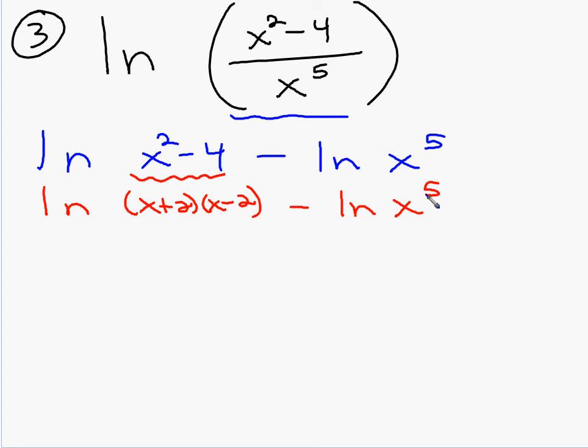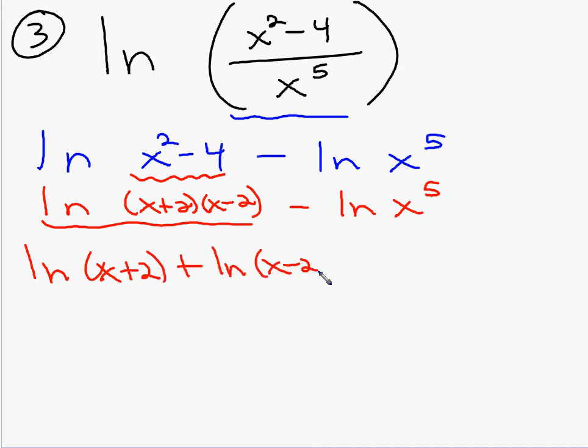So on that first log expression, I can use the product property. Right here I can split this up and make it the natural log of x plus 2 plus the natural log of x minus 2, minus, is there something else I can do with the last one? I can bring the 5 around: 5 times the natural log of x. Now we're done.